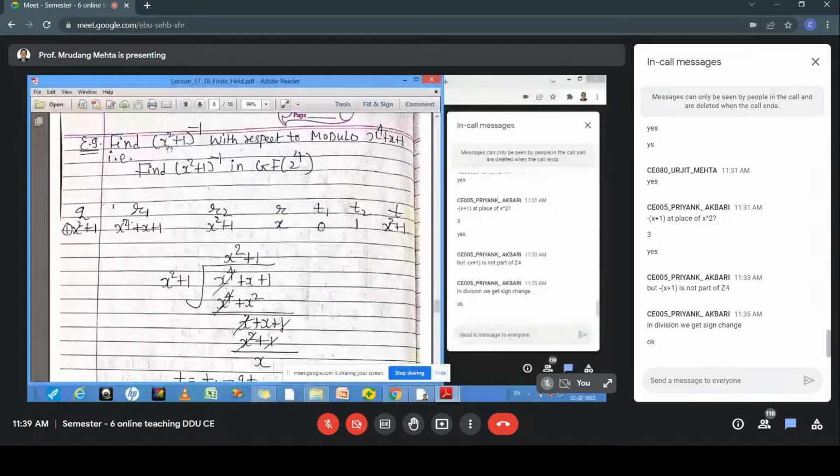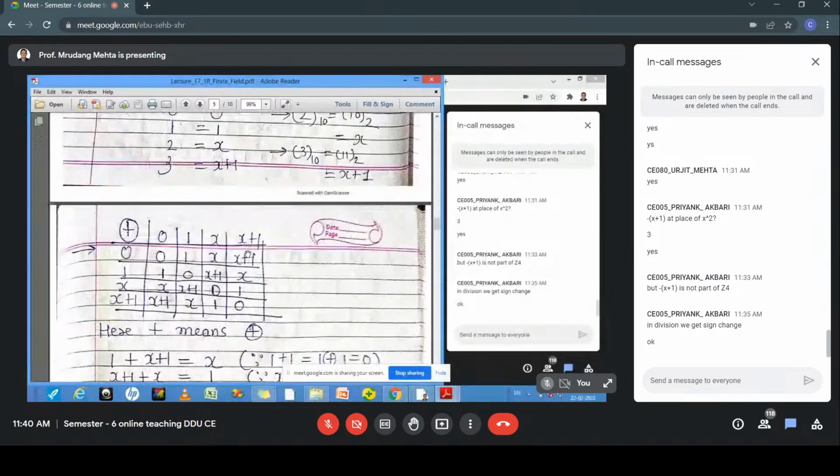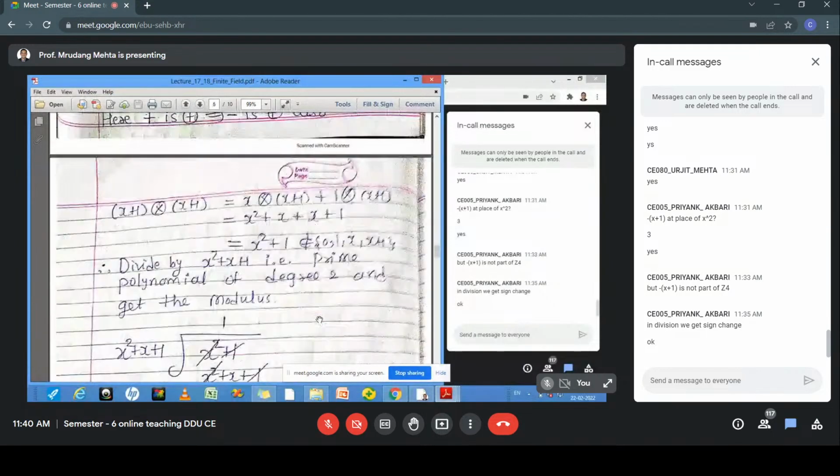Now let us find another example: the inverse of x^2 + 1 with respect to modulo x^4 + x + 1, right? So this is in GF(2^4). For GF(2^4), we have to take an irreducible polynomial of degree 4. 2^4 has the polynomials x^4 + x + 1 or x^4 + x^3 + 1, or x^4 + x^3 + x^2 + x + 1. These are irreducible polynomials.